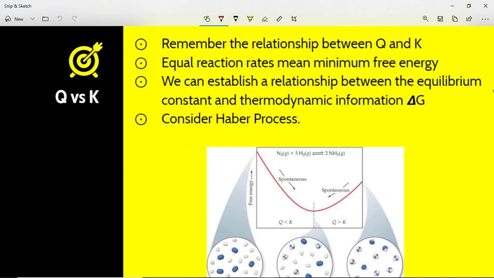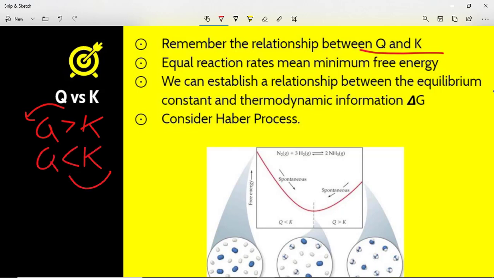So it's really important for us to remember the relationship between Q and K when we talk about thermodynamic equilibrium, because our relationship between where we are in terms of the amount of reactants and products at any given time needs to be related to the material at equilibrium, what our concentrations are, our pressures are, etc. So we need to remember when we have Q greater than K, that's going to favor our reactants, and when Q is less than K, it's going to favor our products. Those are some important things to keep in mind.